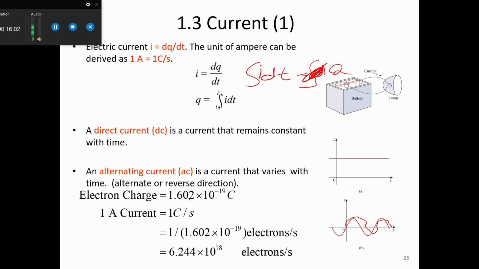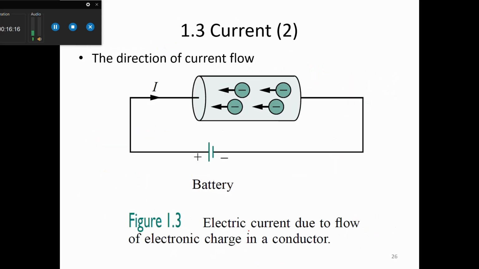So electron charge is 1.602 into 10 raised to power minus 19 coulomb. So 1 ampere can be defined as 6.24 into 10 raised to power 18 electrons per second. The direction of current flow is the electric current due to flow of electronic charge in a conductor. So there is a conventional current and there is an electron current, and these conventions are used.